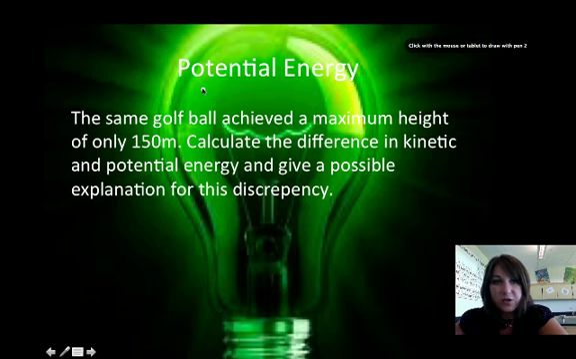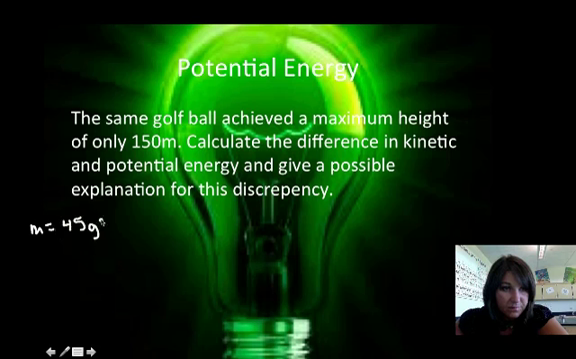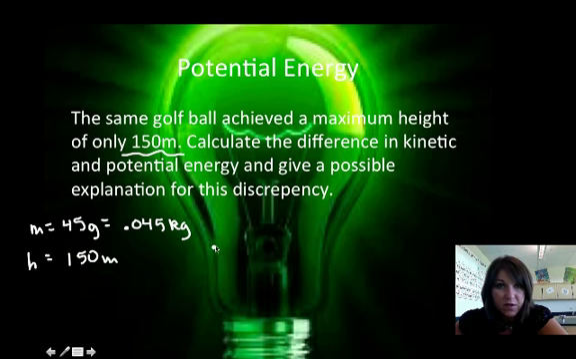Let's try one with potential energy. This same golf ball, the one that had a mass of 45 grams, which is 0.045 kilograms, achieved a maximum height of only 150 meters. All right, so let's put the height there, 150 meters. Now we need to calculate the difference in kinetic energy and potential energy and give a possible explanation for this discrepancy.